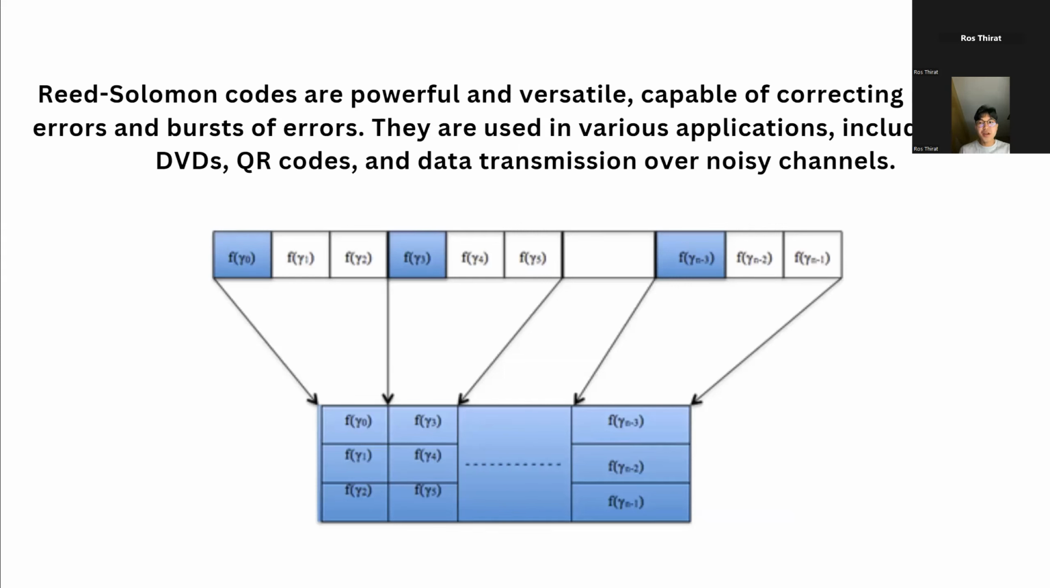And the second type of error correcting code is Reed-Solomon code. Reed-Solomon codes are powerful and versatile, capable of correcting multiple errors and bursts of errors. They are used in various applications, including CDs, DVDs, QR codes, and transmission over noisy channels. The advantage of this code is that it provides a high level of error correction, making it suitable for situations where more robust error recovery is needed. They can handle a wide range of error patterns and are effective against burst errors.